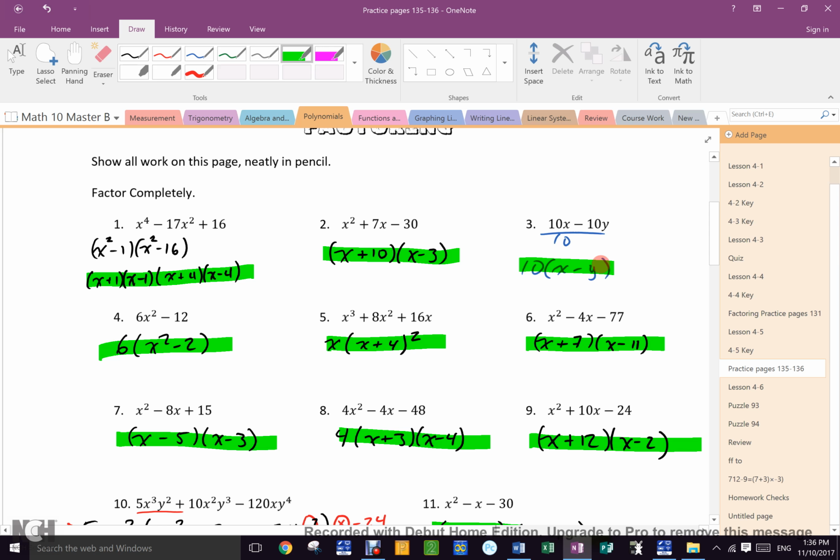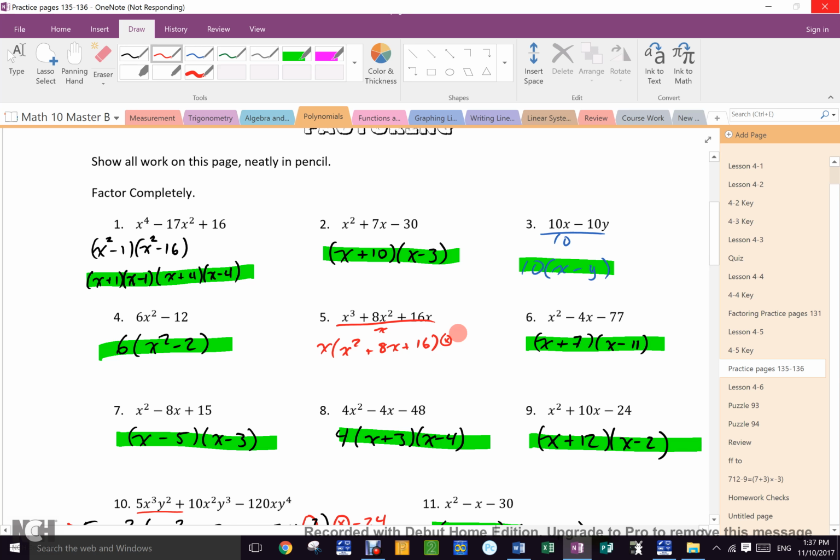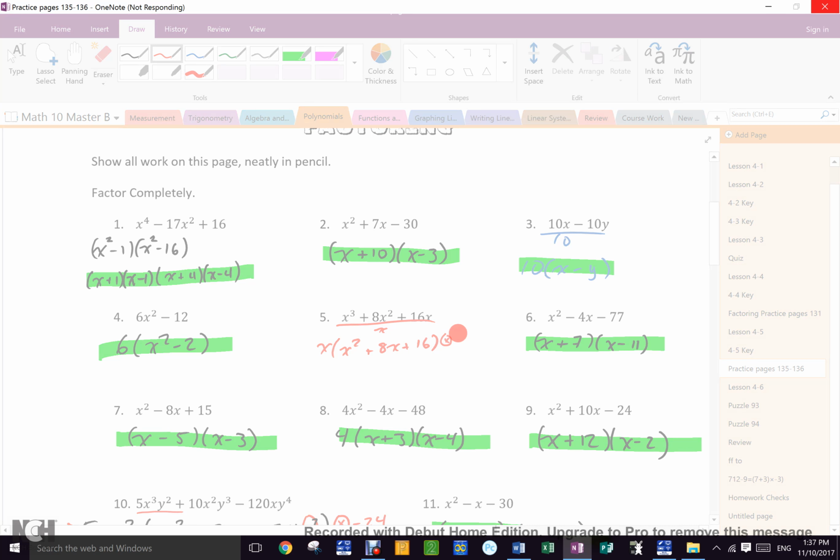Anything else? Brianna. Number 5. Sure I can. What do you notice? There, and there. They're all x's, so that means they're common, yes? How many x's are common to all of them? 1. So I'm going to take out 1x, which means I write x squared plus 8x plus 16, yes? And then I need numbers that multiply to 16 and add to what? 8. Is it 1 and 16? No. 2 and 8? No. 4 and 4? Yes. So it is x.